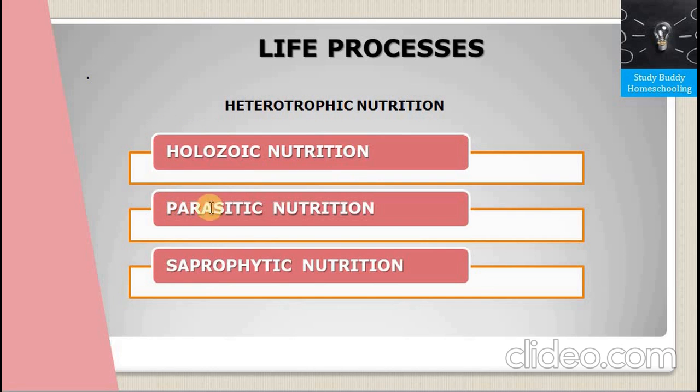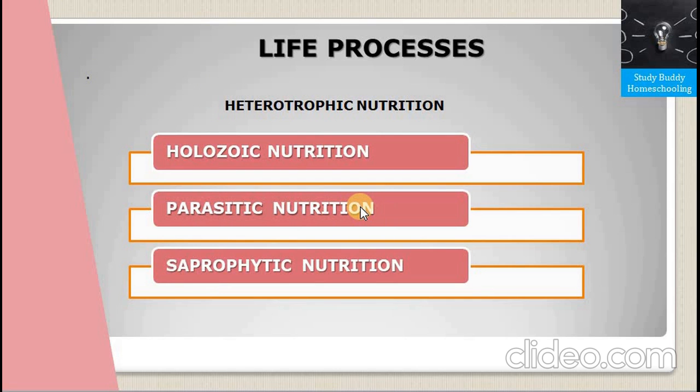Next we have Parasitic Nutrition. In the case of parasitic nutrition, the organism depends on other organism for its food. For example, tapeworm is an example of parasitic nutrition.